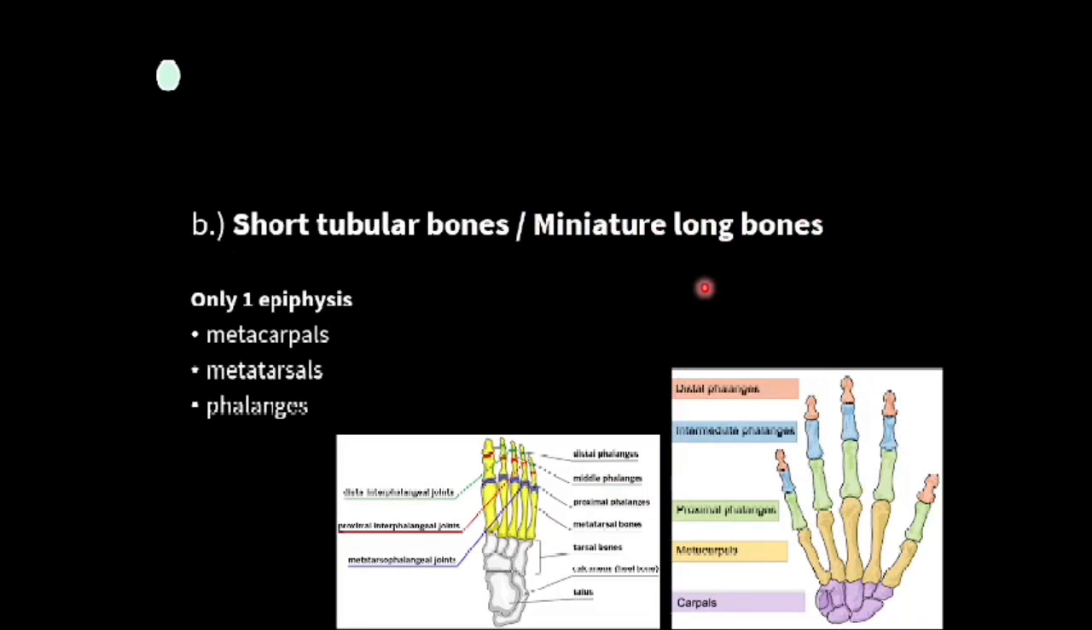Similar to long tubular bones, you also have got short tubular bones which are also known as miniature long bones. The examples are metacarpals, metatarsals and phalanges. The peculiarity is that these bones are having only one epiphysis, or you can say it has got only one end.